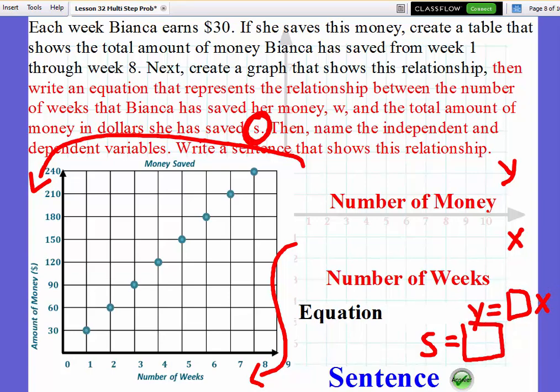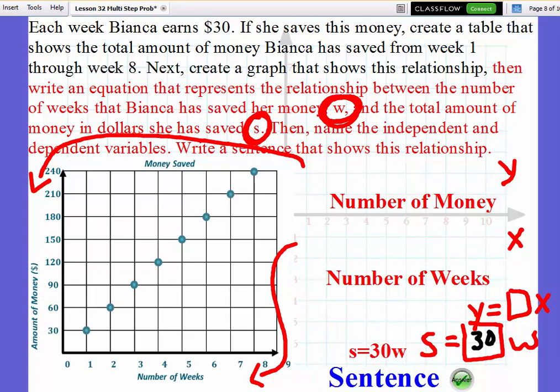What is that x variable? Well, that's my number of weeks. Again, they're telling me that variable in my problem. So all I need to figure out is what goes in that box. Well, how much does it increase by each time? It's increasing by 30 whenever I increase my x-axis. It's going by 30 up. 1 over, 30 up. 1 over, 30 up. So let's try 30 in there.